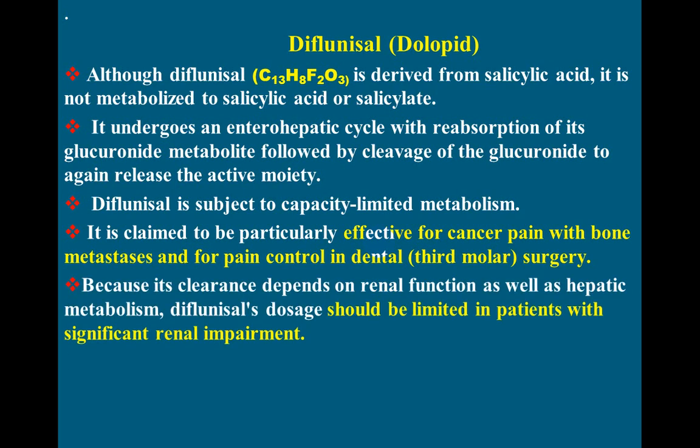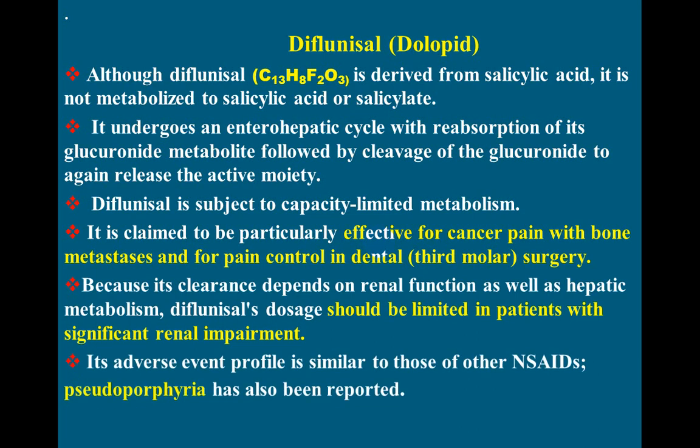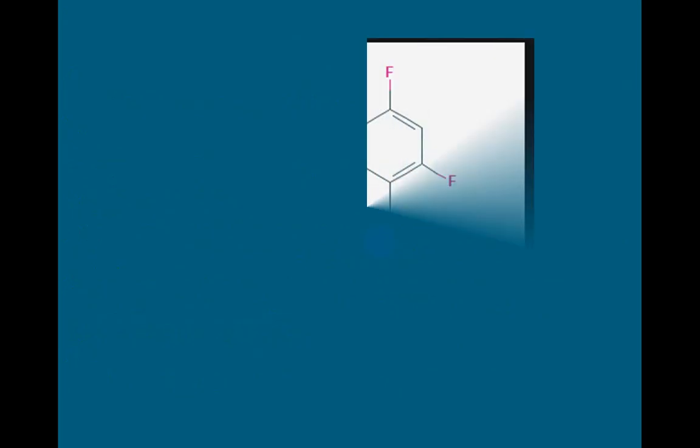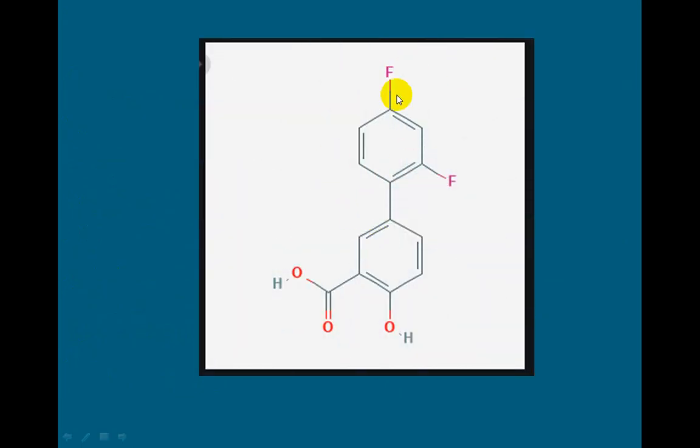Because its clearance depends on renal function as well as hepatic metabolism, diflunisal dosage should be limited in patients with significant renal impairment. Side effect profile is similar to those of other non-steroidal anti-inflammatories, but we add what is called pseudoporphyria, which has also been reported. So pseudoporphyria is one of the side effects related to diflunisal, Dolobid. This is the chemical structure of diflunisal: 2 rings, 3 O, OH, O, OH, F, F.